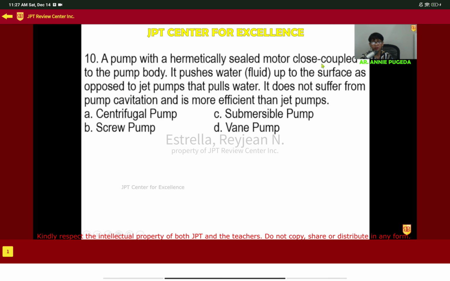A pump with a hermetically sealed motor close coupled to the pump body pushes water fluid up to the surface as opposed to jet pumps that pull water, does not suffer from pump cavitation, and is more efficient than jet pumps. Ano po ito? Hermetically sealed motor close coupled. Anyway, so, submersible pump. Kasi nasa ilalim yan ng tubig eh. Hermetically sealed is sealyado, hindi napapasukan ng tubig. Hermetically sealed ang tawag doon.